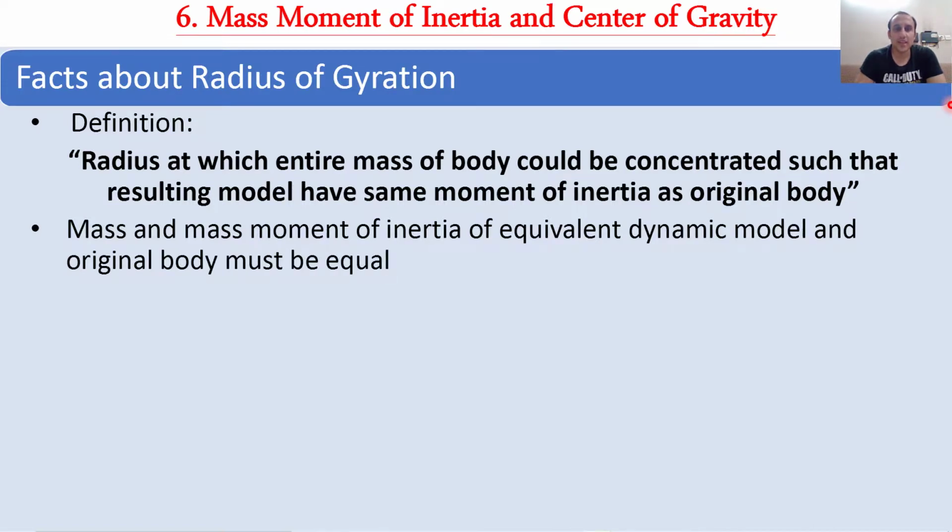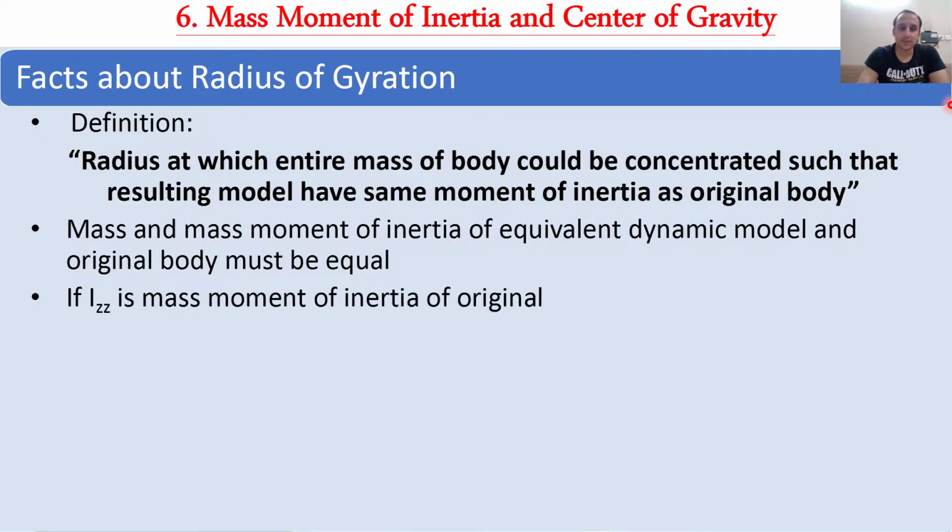The mass and mass moment of inertia of the equivalent dynamic model and the original body must be equal. This is something we discussed in the initial slides: there are three conditions, and two of them are that the mass of the original system and the dynamic equivalent model, and the mass moment of inertia of the original system and the dynamic equivalent model, should be equal to each other.